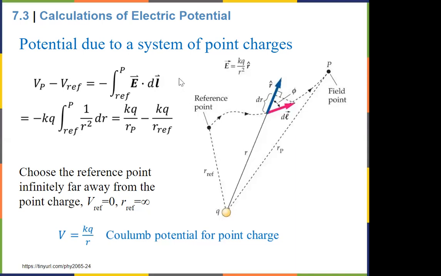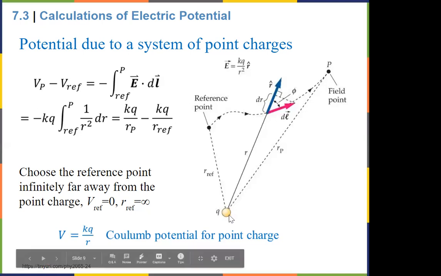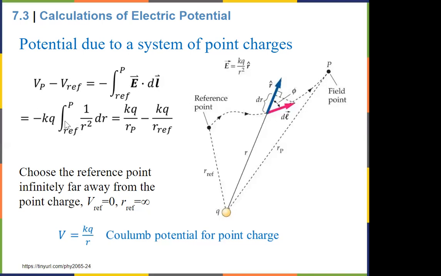Now we know delta V is minus the integration from your point A to your point B, where B is your point of interest and A is your reference point, of E dot delta L. For the electric field produced by the point charge, we know it's KQ over R squared. So the E field is equal to KQ over R squared, times dr, the change in the displacement there.